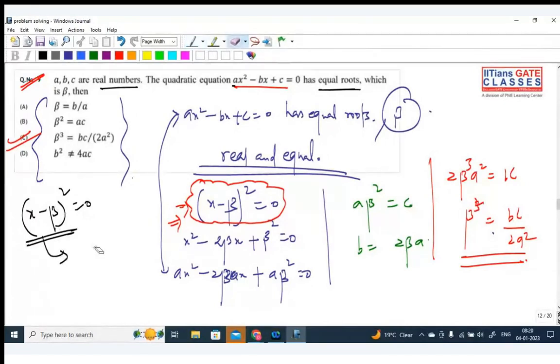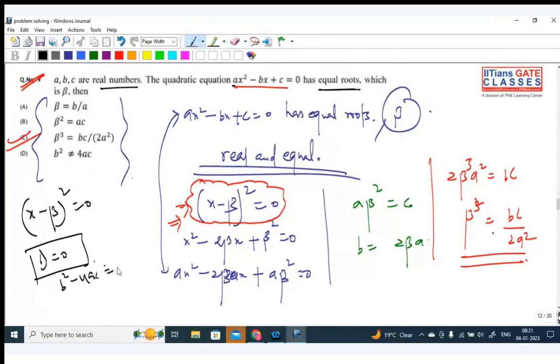So if you find the root of this, what root will you get? x equal to beta and beta, right? Two roots are there which are same and they should be real, they should not be imaginary. So if they are not imaginary, you can also say that discriminant should be equal to 0 here, right? What is the meaning of discriminant? b square minus 4ac, right? So b square minus 4ac equal to 0, so b square equal to 4ac. That is also one of the very important results, right?